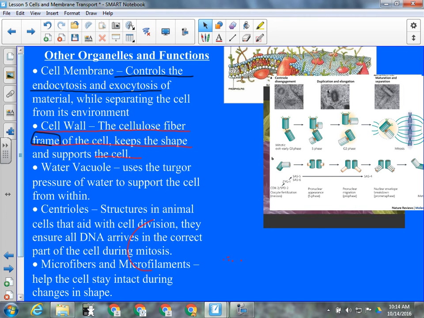Water vacuole. The water vacuole uses what we call turgor pressure to support the cell. Turgor pressure is an important term. We haven't talked about it yet, but we will. It's basically just that water pressure from within. So the water vacuole is like air inside a tire. If you don't have enough air inside, the tire is flat and it doesn't support the weight of the bike or car or whatever it's on. When it is full, it exerts lots of pressure and it can hold lots of weight. So that's what the water vacuole does. When it's full of water, it pushes on the cell and makes it stiff.